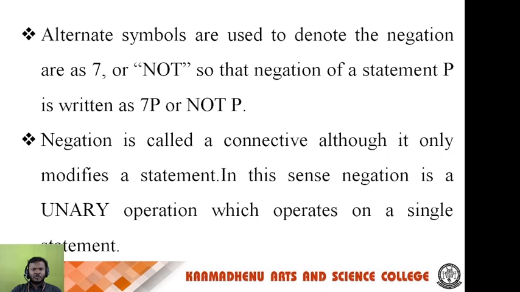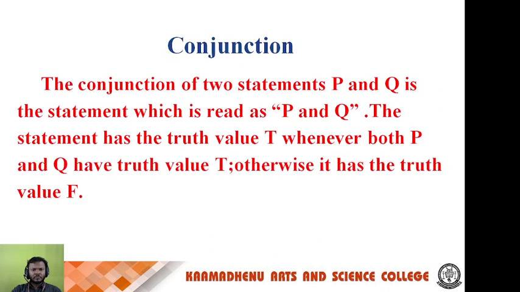Alternate symbols are used to denote the negation, such as the negation symbol or the word not, so that the negation of a statement is written as negation P or not P. Negation is called a connective, although it only modifies a statement. In this sense, negation is a unary operation which operates on a single statement.